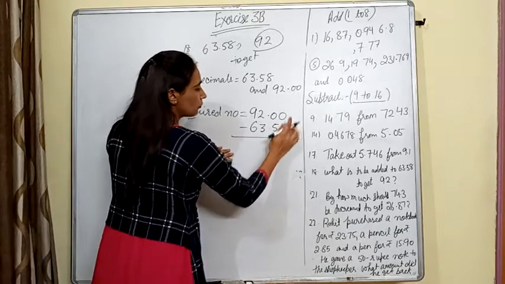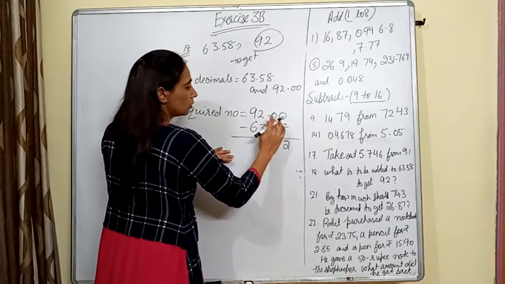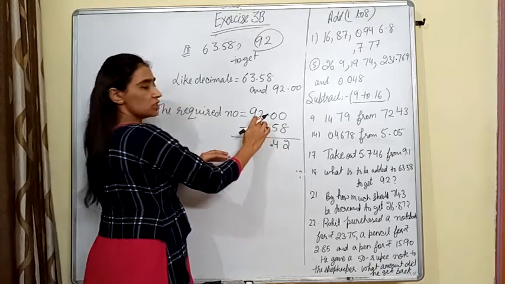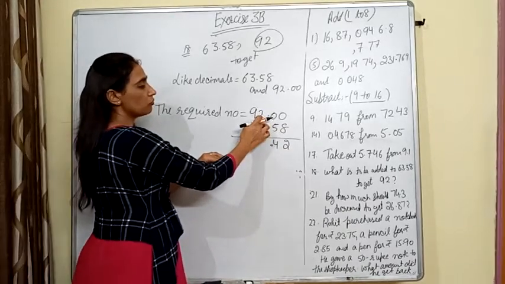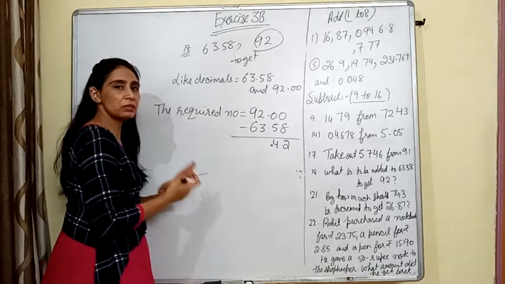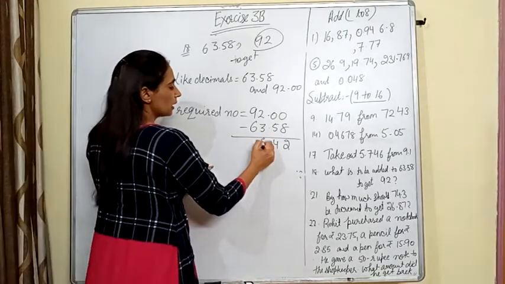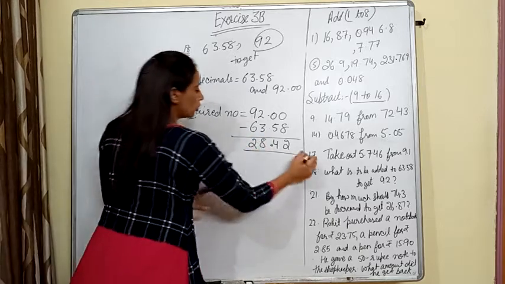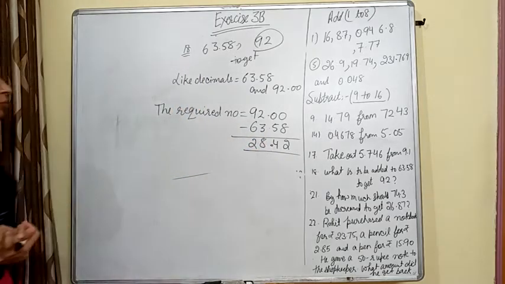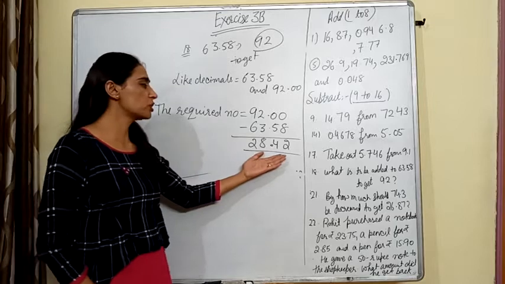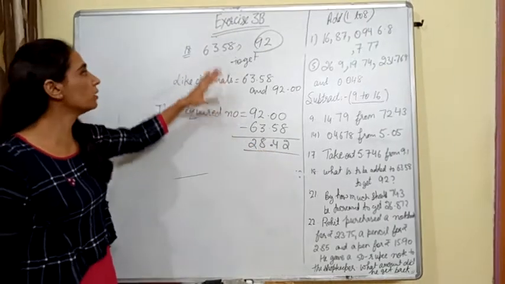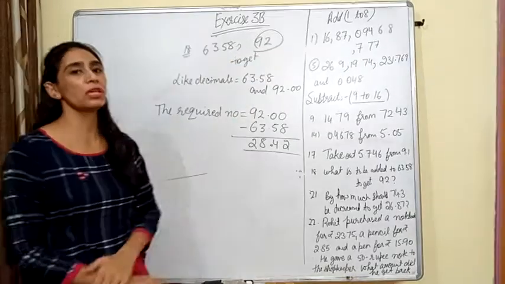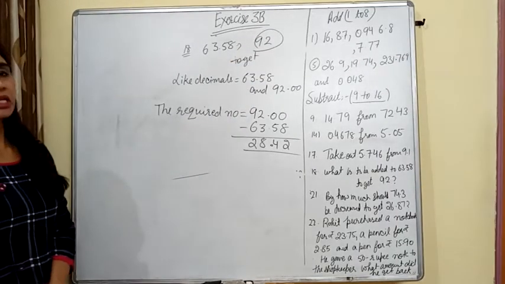So here from 10, 8 will go, you will get 2. Here will be 9, this will be 4, point. This is 2, it will be 1. So from 11, 3 will go, you will get 8. This is 8, from 8 you will get 2. So 28.42. This number, 28.42, should be added to 63.58 so that we can get 92.